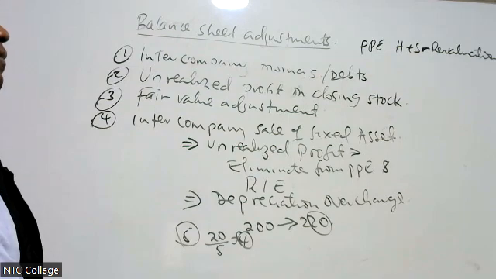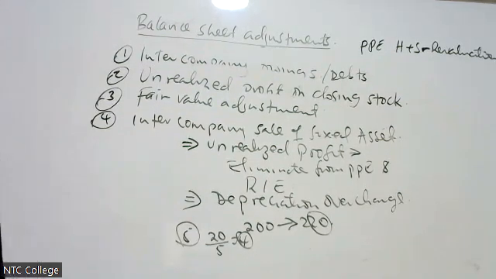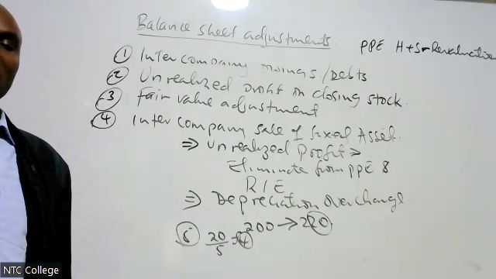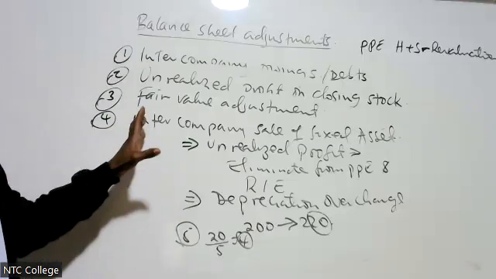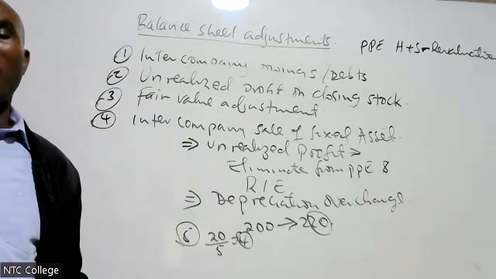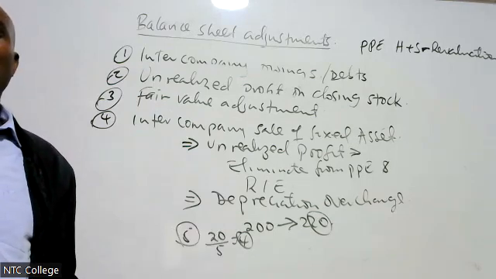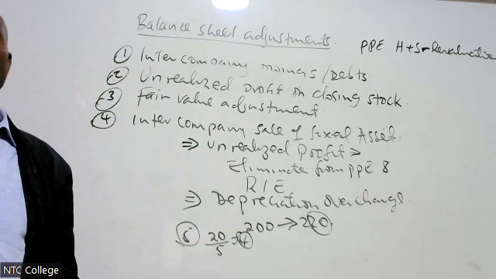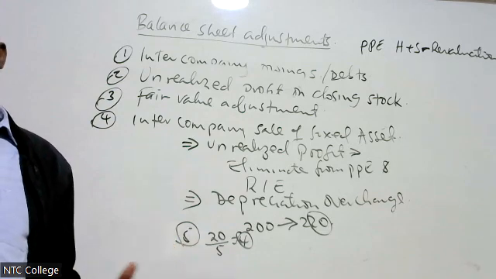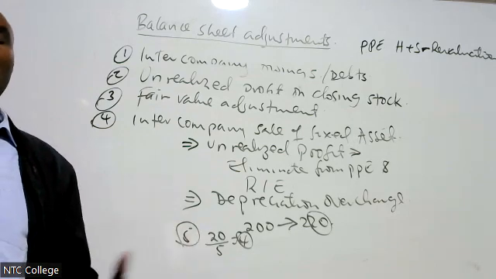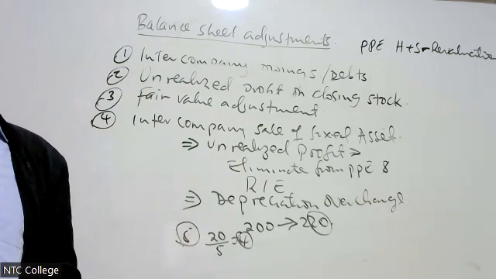Thank you very much. Therefore, those are some of the balance sheet adjustments that will be required before we consolidate. When you are reading the question, these are the items that you will be looking for. For example, in note number 1, the examiner is telling you that during the year, H Limited owed S Limited shillings 30 million. That is intercompany owings. We said you eliminate it from the receivable and from the payable.